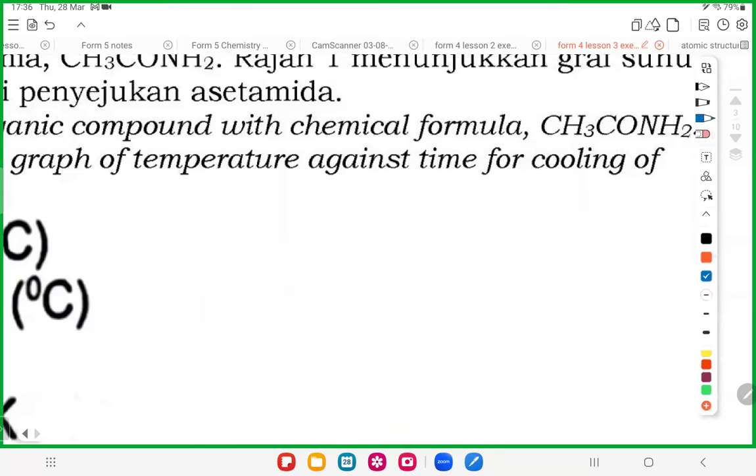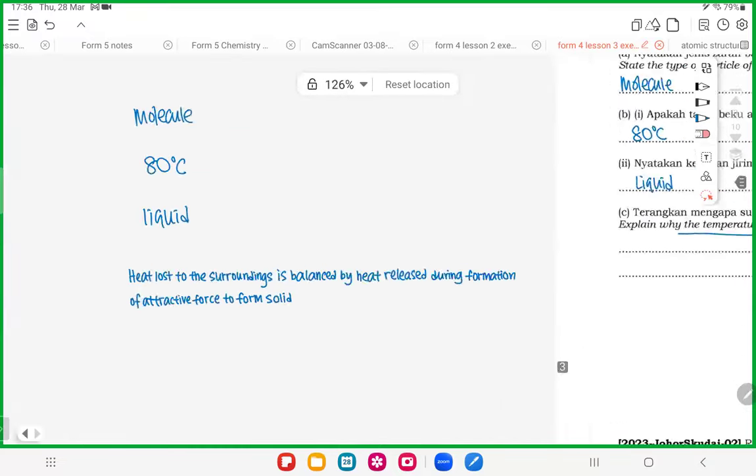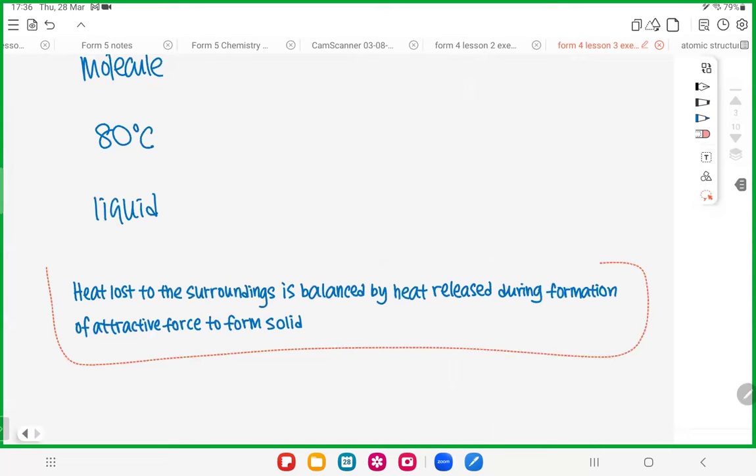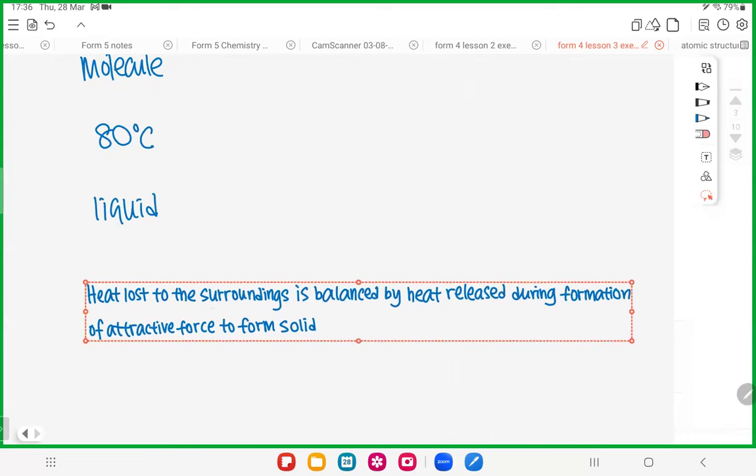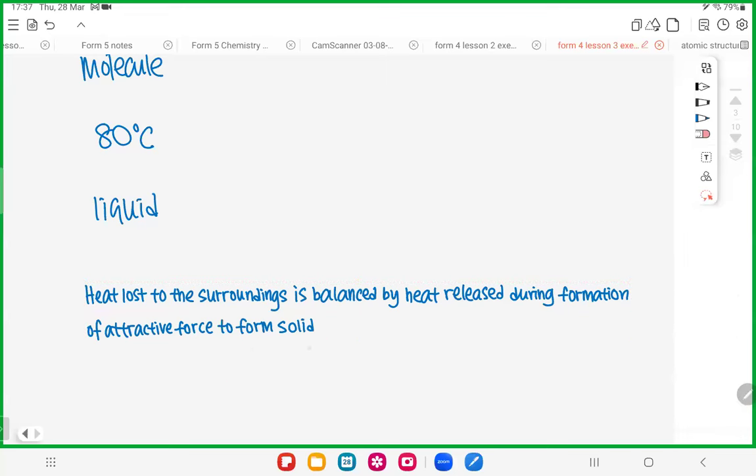So this is the very popular question I told you all. I hope you all understand how to answer that. Heat loss to the surrounding is balanced by the heat released during formation of attractive force. Why do you want to form attractive force? Because you want to form solid, isn't it? In freezing, you want the liquid particles holding their hands together, sticking together to form solid.